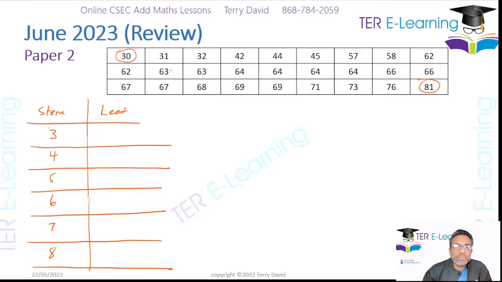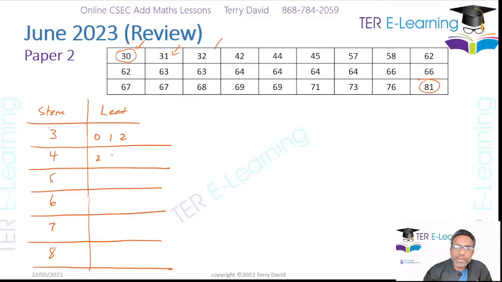Right? Now, you're going to go to the table and extract the information. So the first one here was 30, so you're going to put a 0 here. Next one here is 31, so you put in a 1 here. Then we have 32, so you put a 2 here. And we keep going. The next one is 42, so we're going to put a 2 here.